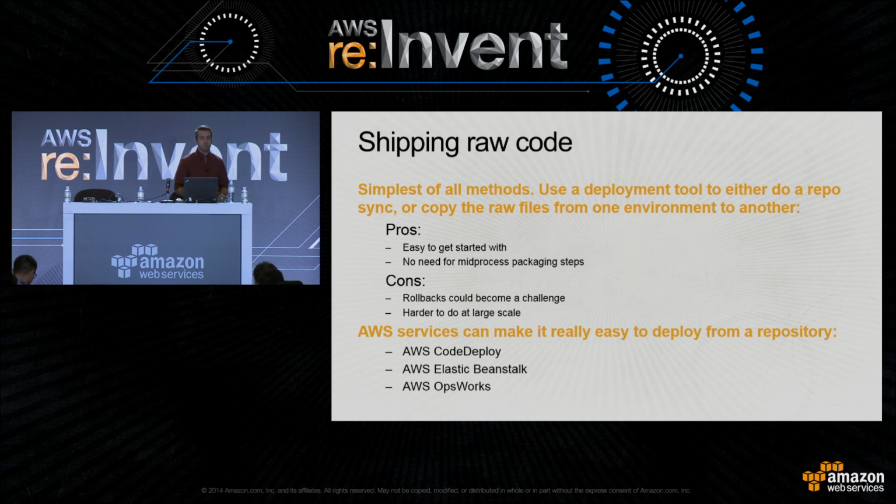A number of AWS services actually make it really easy to do this model. Code Deploy, which we just launched this week, you can take your code right out of GitHub and shove it right out into instances that are running the Code Deploy agent. Elastic Beanstalk and OpsWorks also allow you to take things directly out of a Git repository. And so it's really, really straightforward to use this model.